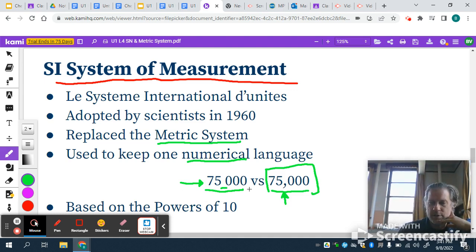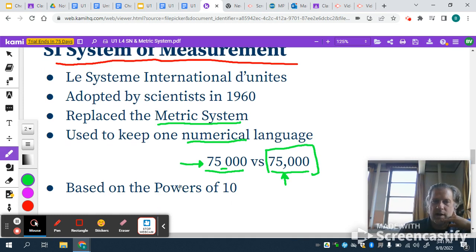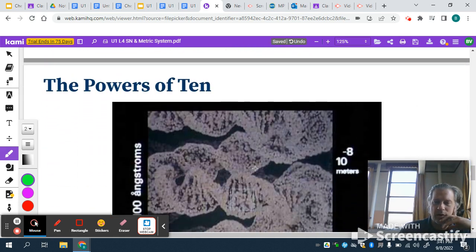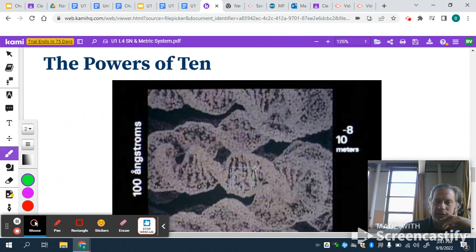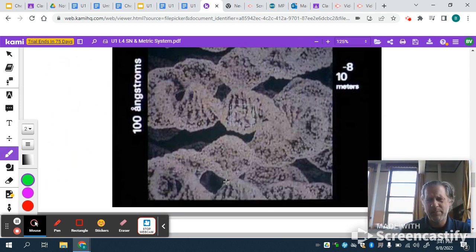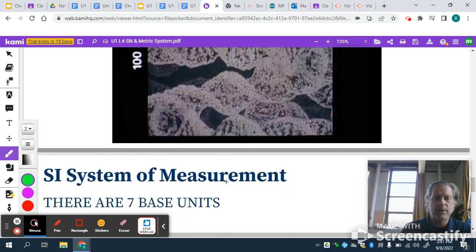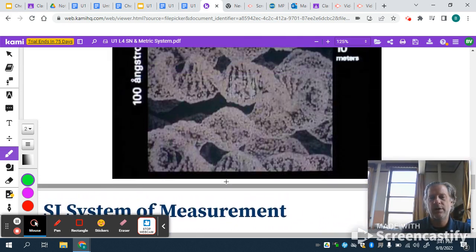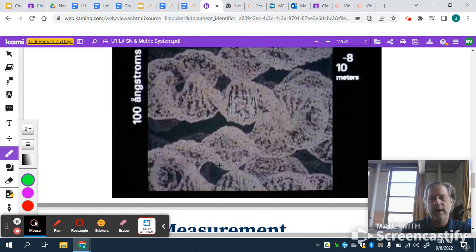Now, the other thing that's important to note is that the metric system or the International System of Measurement is based on powers of 10. There is a video that I will put in the notes or in Google Classroom about the powers of 10, but I don't want to do that right now because that'll be a long video. It's like 9 minutes and it's interesting and I think you should definitely watch it on your own time. So I'm going to pause the video here and have you click on that link and watch the video.